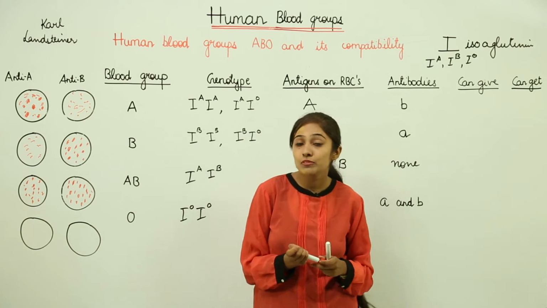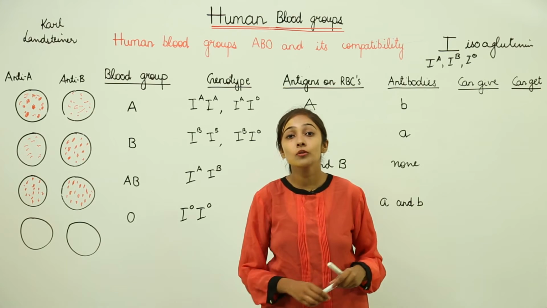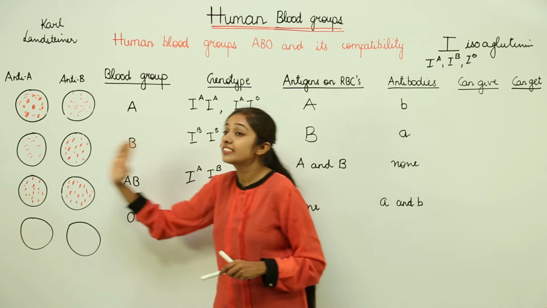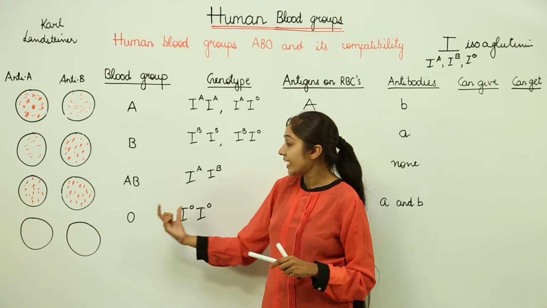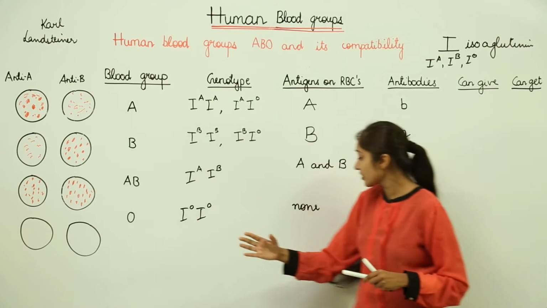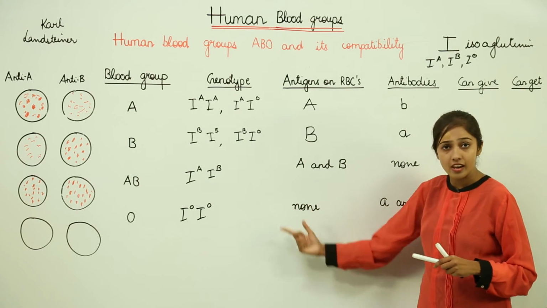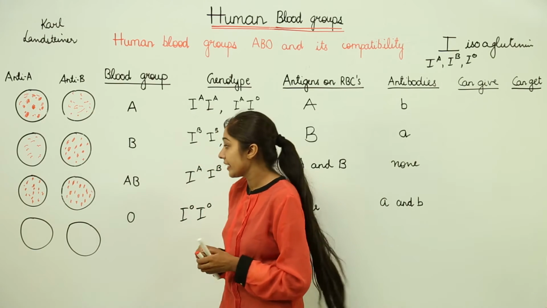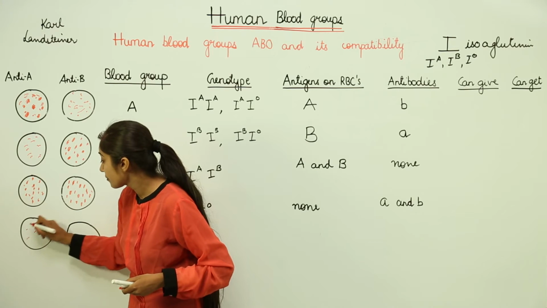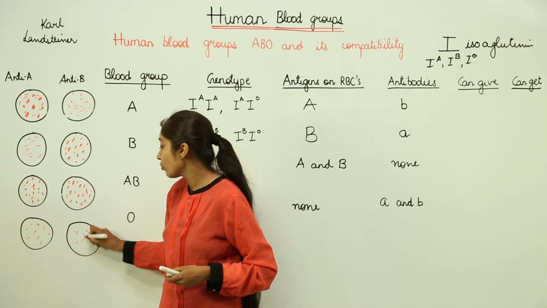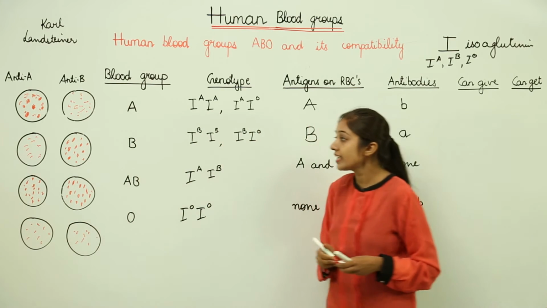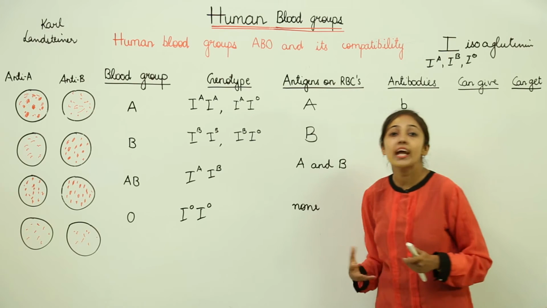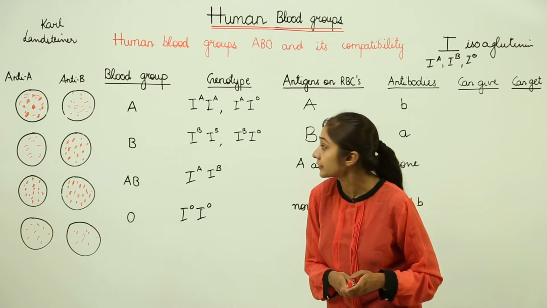So that is why I am telling you, when you check the blood group, you need to consider both the serums. Then in case of O, since it has no antigens, we wrote that it's none. So in this case, there will be no coagulation in any case. There will be no coagulation in anti-A serum and no coagulation in anti-B serum. So this is how we actually check the blood group of a person.